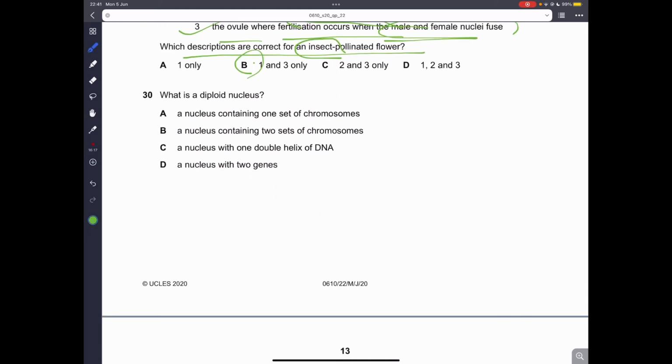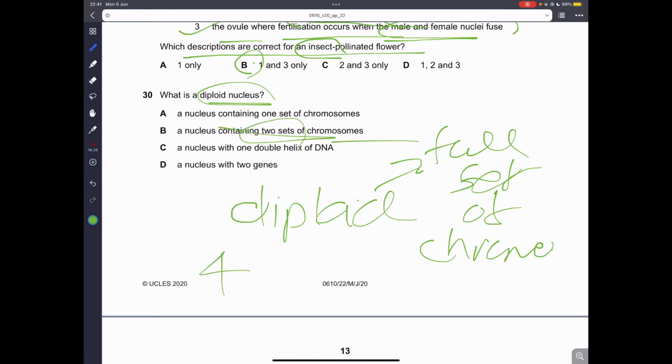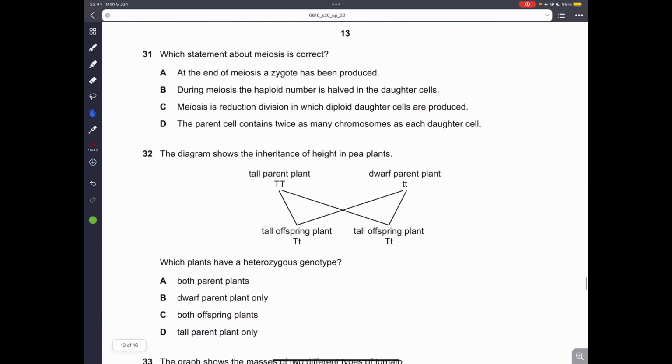Question number 30. What is a diploid nucleus? A diploid nucleus is a nucleus that contains a full set of chromosomes. So it contains 2 sets of chromosomes. In humans, we have 46 chromosomes, or 23 pairs of chromosomes, so B is the correct answer.